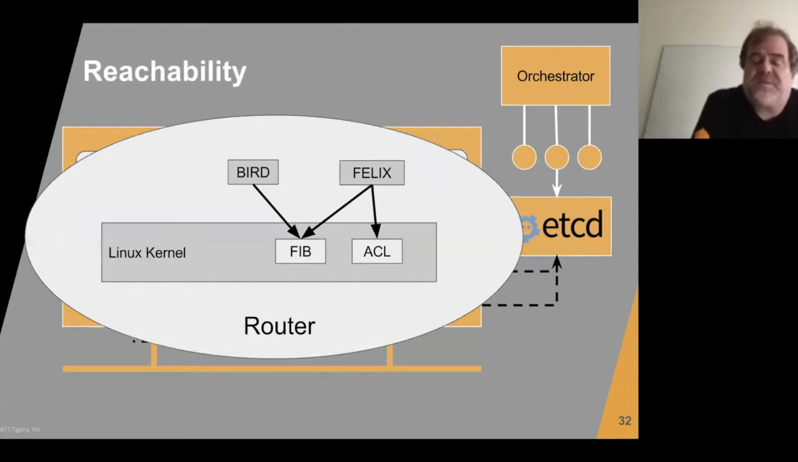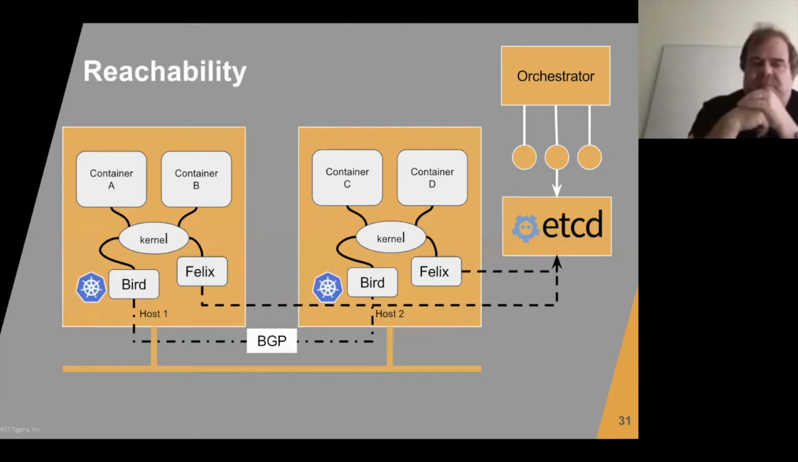Felix also programs the ACL tables, which is where we do the policy enforcement, where we say, can A talk to D or can A talk to B? One thing that's important to notice here is policy is always done exactly the same way. The same rule that would allow container A to talk to container D would be used to decide if container A could talk to container B. There's no difference if the containers are on the same hosts or on different hosts or even in different data centers. The policy enforcement is exactly the same.